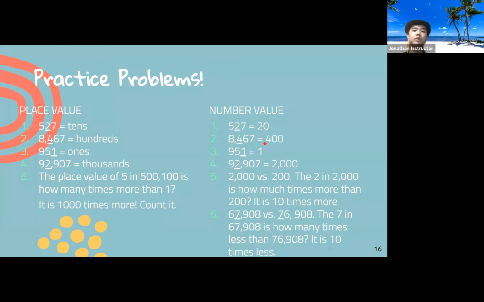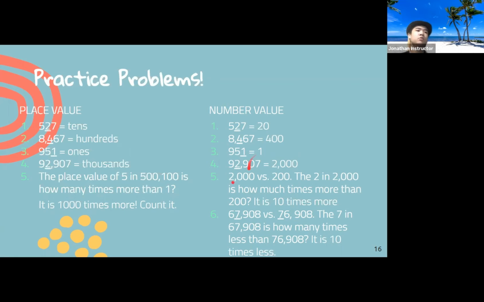So it shows you the difference between number value and place value. Remember, number value is what it is. So the 2 is in the tens place, so that means it's 20. And then the 4 is in the hundreds place. That means it's 400. The 1 is in the ones place, which is 1. And the 2 is in the 2,000 place, 2,000.